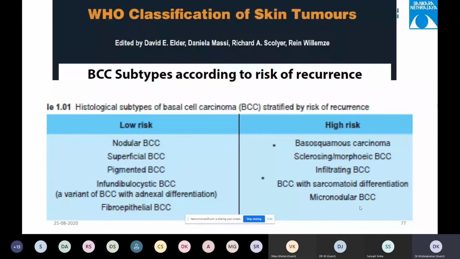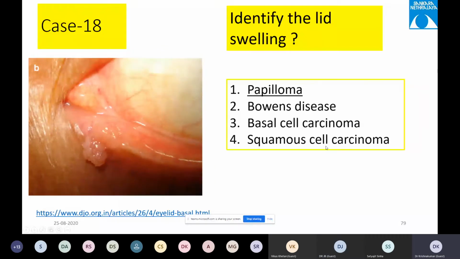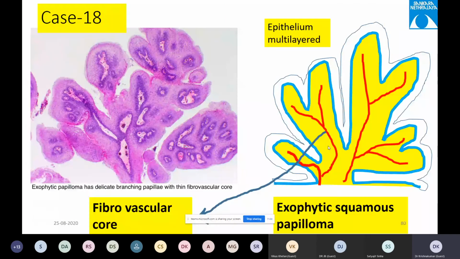Now, next, you find something here from the lid. Is it a papilloma, or a Bowen's, or basal cell carcinoma, or squamous cell carcinoma? Let us see what the answer is. Yes, this is papilloma. Here you find beautiful histopathology. You find finger-like projections with multi-layered epithelium, and you find a fibrovascular core. This is exophytic squamous papilloma. Squamous papillomas are usually benign, but sometimes they may show dysplasia.